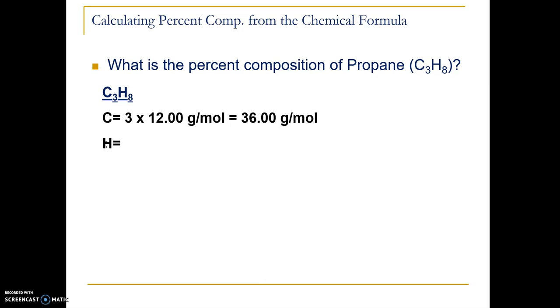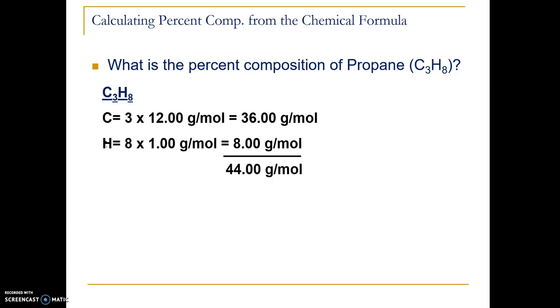Again, looking back to our formula, we see that we have 8 hydrogen atoms. It was another one of our whole numbers. Its atomic mass was 1, so 8 times 1 is 8. And then we just add it together to get the total mass of the compound of 44 grams per mole.